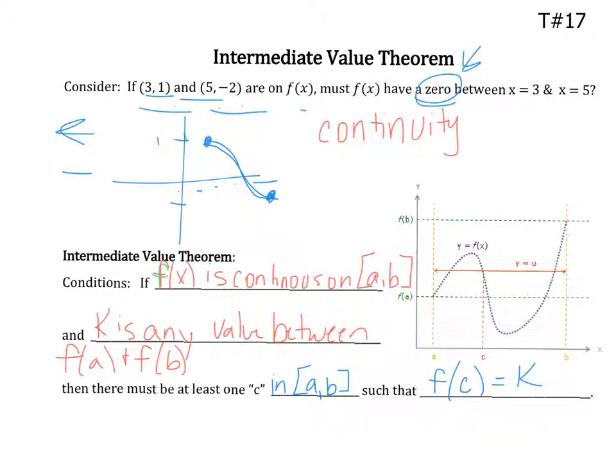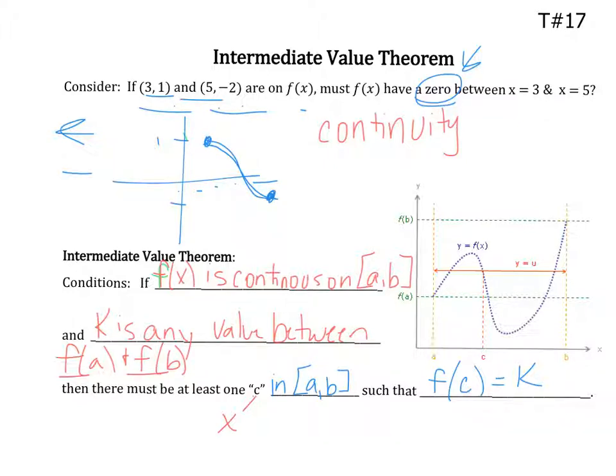That's what the intermediate value theorem says. If f of x is continuous on the closed interval a to b, and k is any y value between the y values of the endpoints, then there must be at least one c in [a, b], this is an x value, such that f of c is equal to k.